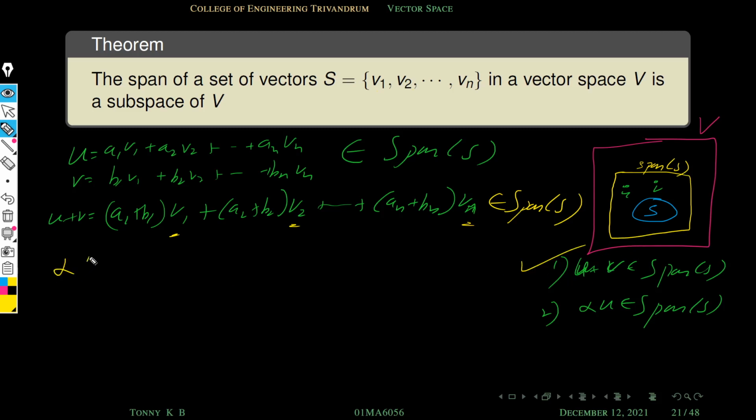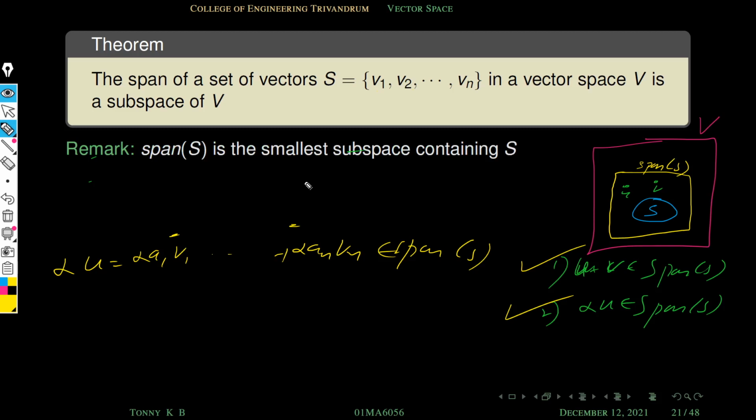Similarly, you can verify that alpha u belongs to span of S. Alpha is any scalar and u you can choose like this. Then what about alpha u? Alpha u is alpha a1 v1 plus etc. plus alpha an vn. What about this one? Yes, this is also a linear combination of the same vectors v1, v2, etc. vn. So this belongs to span of S. So it satisfies both the conditions. So it is clear that span of S is a subspace of the vector space V. Sometimes this span of S may be V.